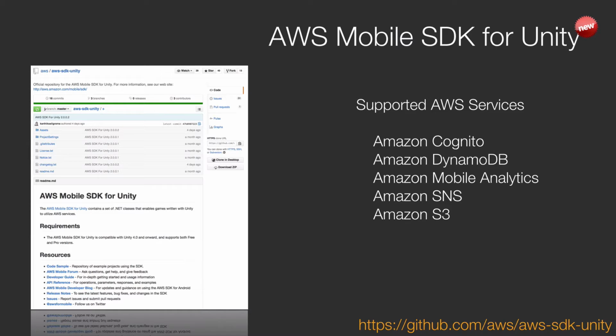And as you can see in the screenshot that I've grabbed for you here from the GitHub repo for the Unity SDK, there's a full set of resources available. This is consistent across all of the different mobile SDKs. So you'll find off the GitHub repos for each SDK links to code samples, developer guides, API references, release notes, and also locations where you can report issues and submit pull requests if you wish to do that, to contribute towards the development of these SDKs. So check those all out on GitHub.